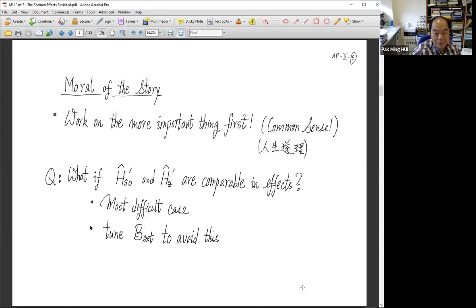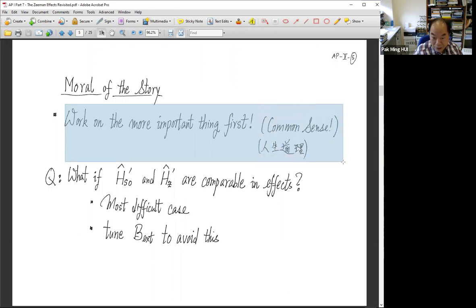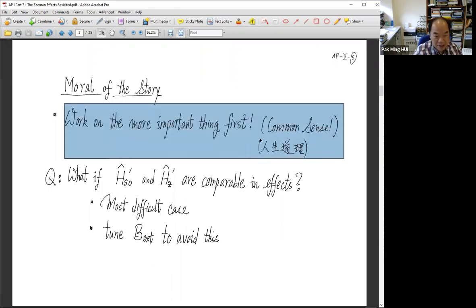So in summary, the moral of the story is work on the more important thing first. So do your problem set 2 and hand it in by tomorrow. That is maybe the first thing to do in these 2 days. It's common sense.